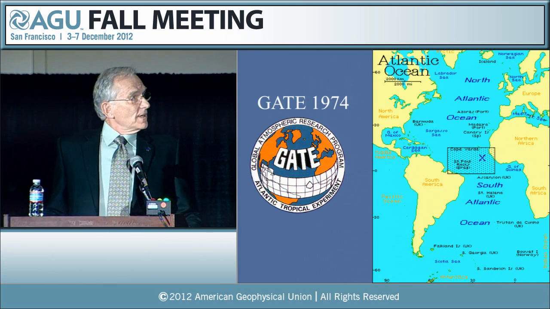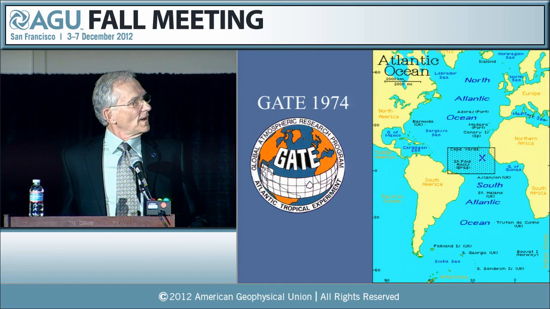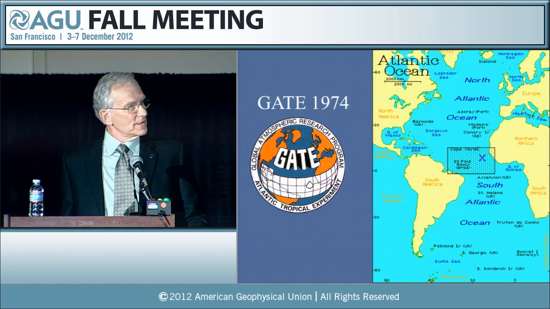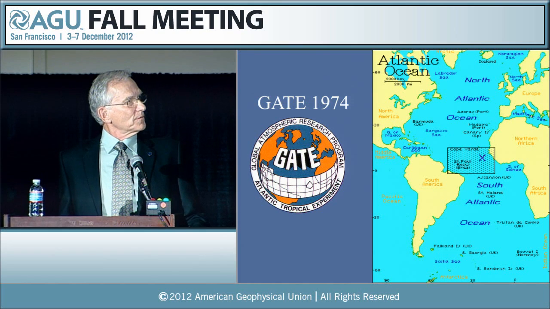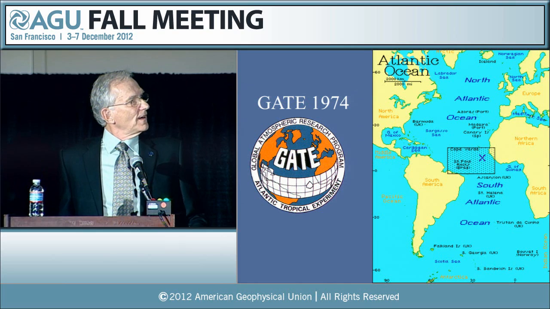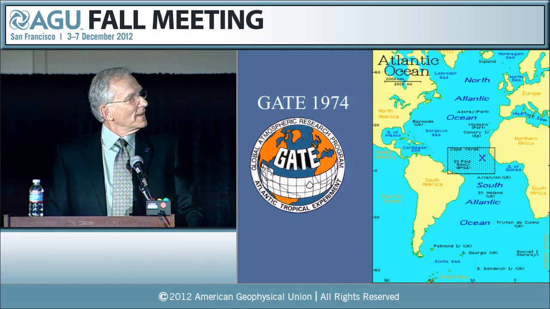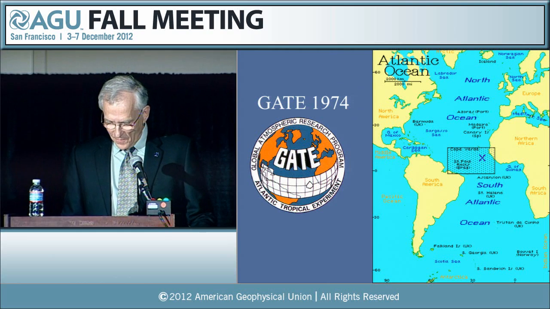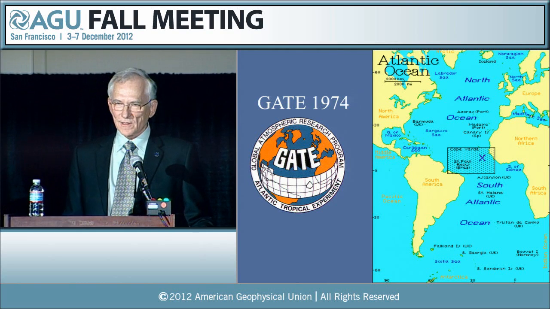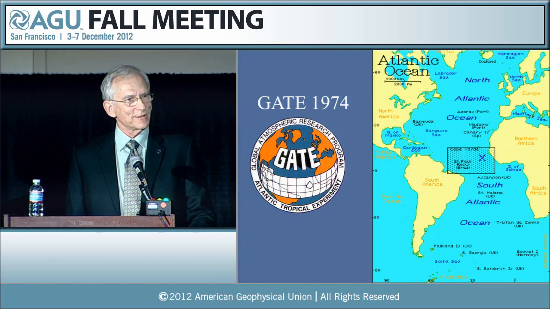Now, GATE was over the Atlantic Ocean, 1974. You can see from the box there that it was aimed at the tropical Atlantic with focus on the region marked by the X. The other thing you notice here on the left is that the project had a logo. And one thing about this era of field campaigns that we know now is that every project has to have a logo because T-shirt sales are very important to field projects.